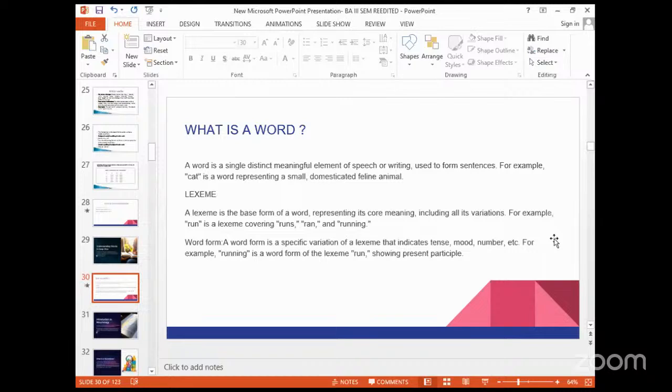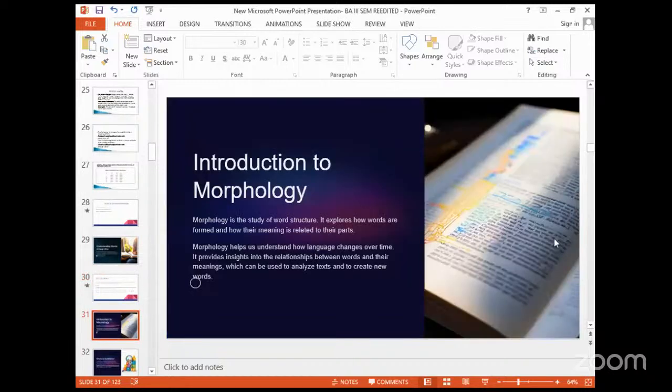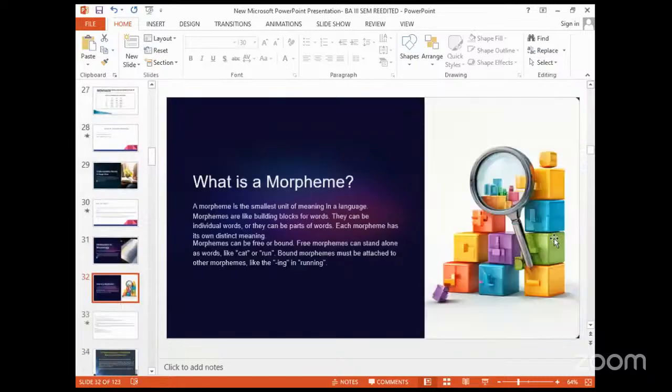So run is the main word there where you are realizing the other forms of that. But the actual group word is run, right? The word form. A word form is a specific variation of a lexeme that indicates tense, mood, number, etc. For example, running is a word form of the lexeme run, showing the present participle, right? So let us move on to the next structure, that is morpheme.